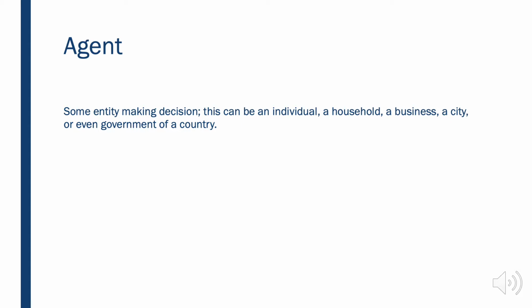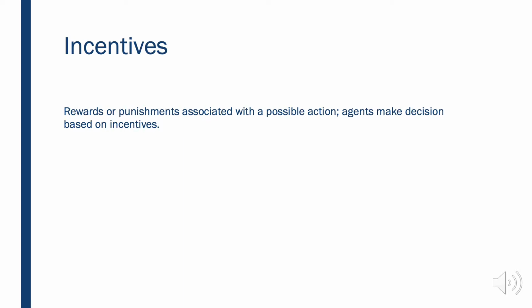An agent is some entity making a decision. This can be an individual, a household, a business, a city, or even the government of a country. So it can be pretty much anything making a decision in regards to their personal or micro economy. Now, incentives are rewards or punishments associated with a possible action. Agents make decisions based on incentives.